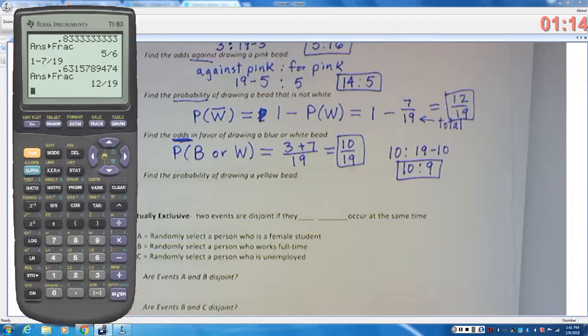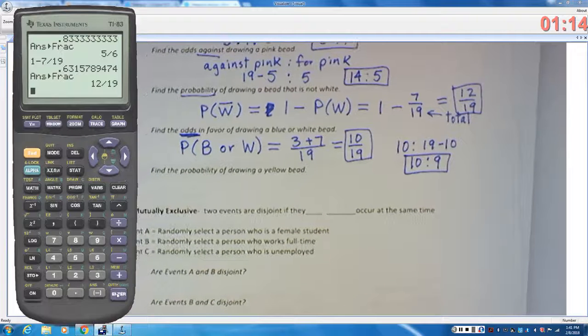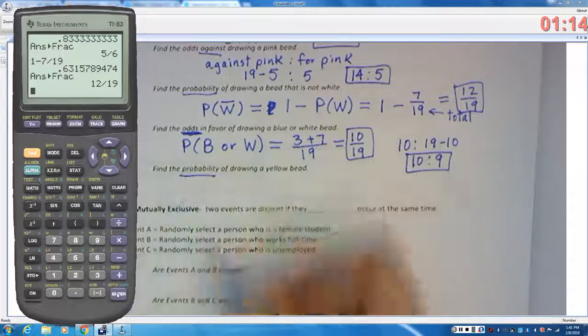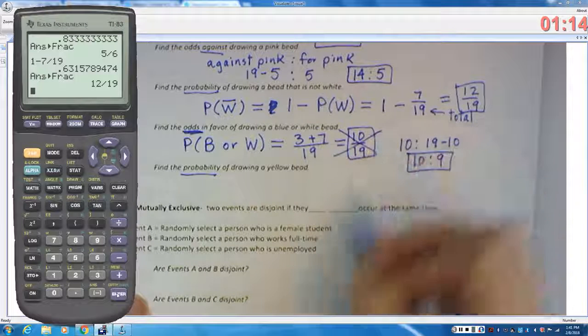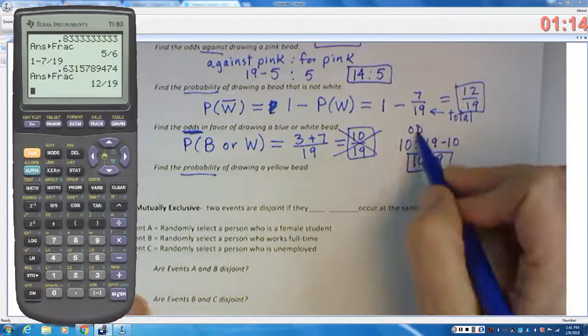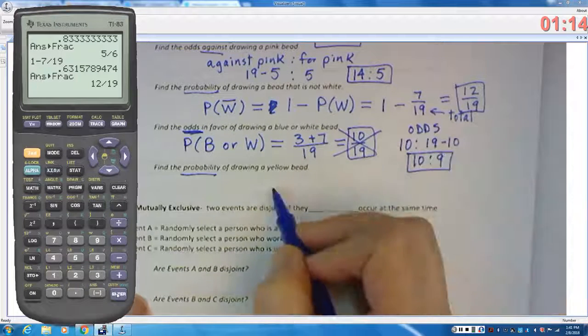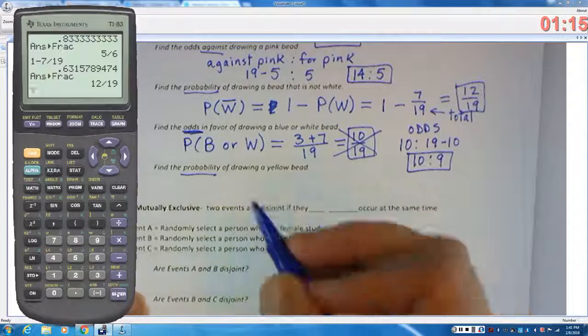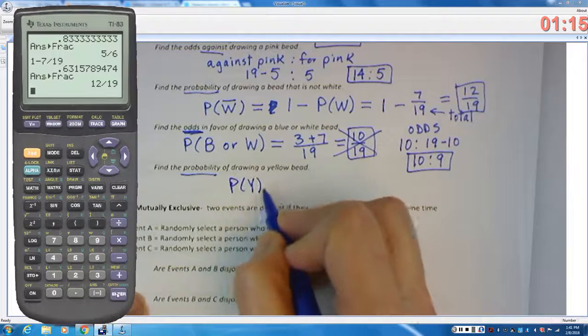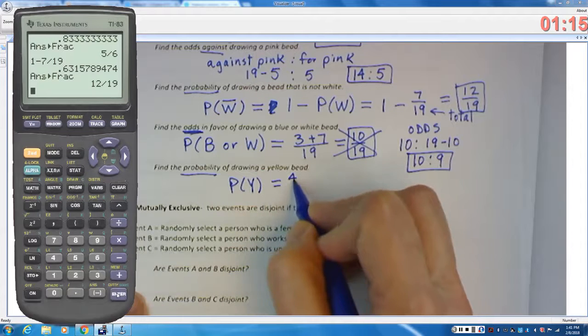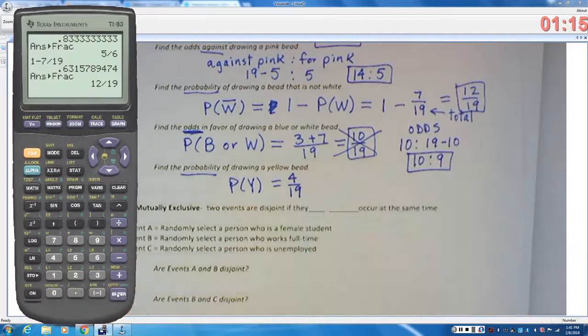And the last example for today, the probability, you gotta be careful. This is the probability, we didn't ask for odds. So probability of drawing a yellow bead is probability of yellow. How many yellow beads are there? 4 over 19. And we'll stop there.